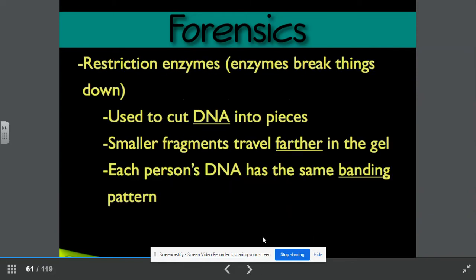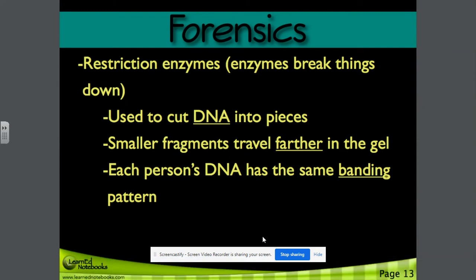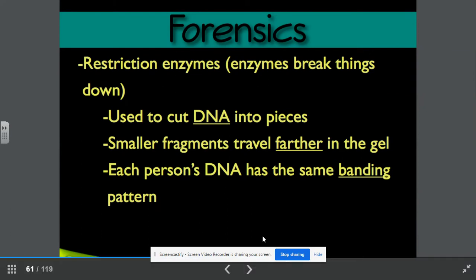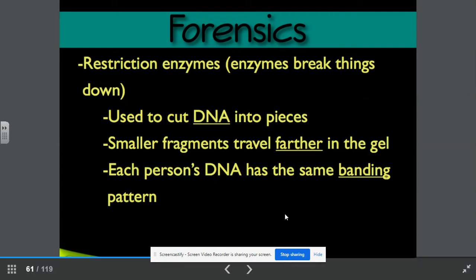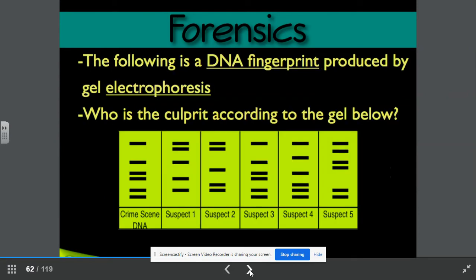Restriction enzymes are enzymes that break things down. These are used in the process to cut DNA into smaller pieces. The smaller fragments travel farther in the gel. Each person's DNA has a unique banding pattern. We're going to take a little look at that here in a second and let you put that knowledge into practice. So the following is a DNA fingerprint produced by gel electrophoresis.